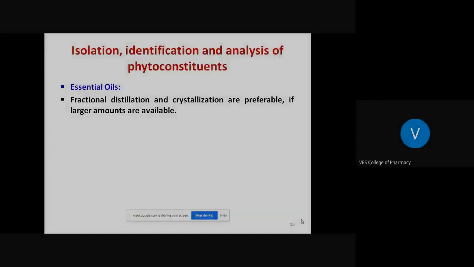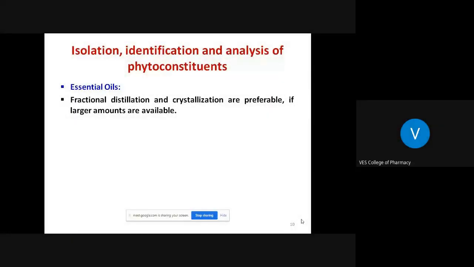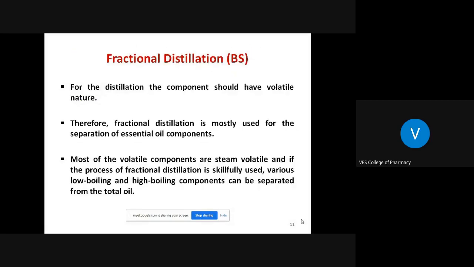So for volatile oil or essential oil, fractional distillation and fractional crystallization are preferable methods wherein you want to get a larger amount of volatile oil or essential oil. Now, what is fractional distillation? For distillation, the component present should be volatile in nature. Fractional distillation is mostly used for separation of essential oil components.